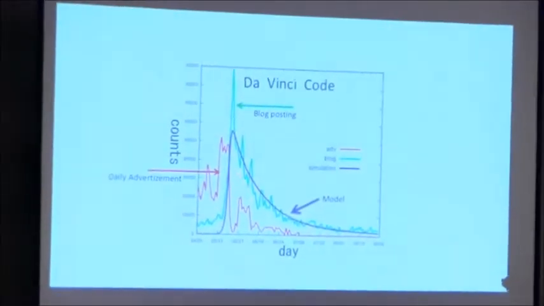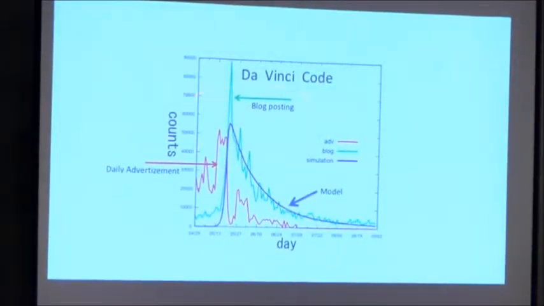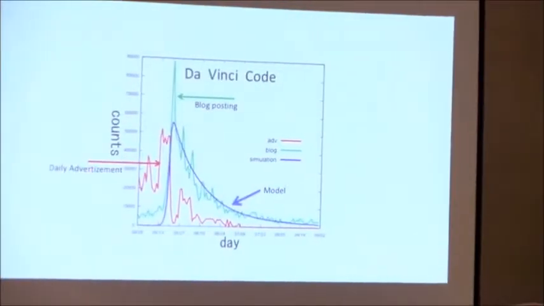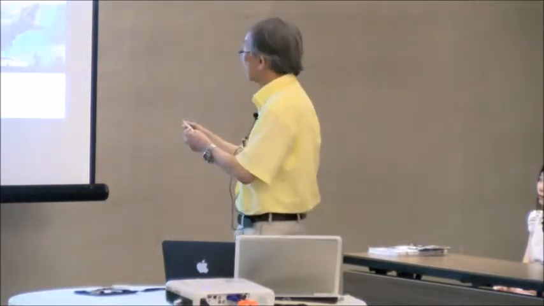Okay, so we move to the film analysis. In the film analysis, we show the graph like this, the model calculations and the target values. This is the blog, and sometimes we use the Twitter. And then we get advertisements, daily advertisement values. We get such values from the company MData in Japan. MData Japan gives me, for each topic, how many seconds are advertised on daily Japanese TV.